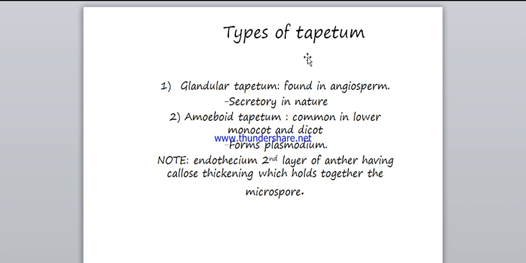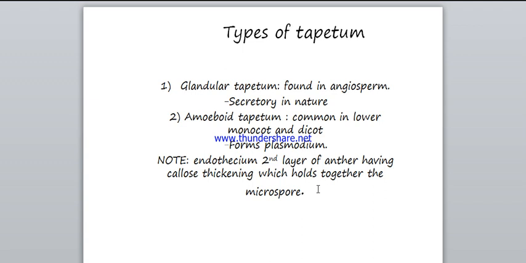Now the types of tapetum. There are two types, glandular tapetum and amoeboid tapetum. Glandular tapetum is found in angiosperms and is secretory in nature. Amoeboid tapetum is common in lower monocots and dicots and forms a plasmodium. The amoeboid tapetum's other name is plasmodial tapetum. Note one very important point: the endothecium is the second layer of the anther having thickening which holds together the microspores. As you have learned earlier, it helps to release the microspores from the tetrad.